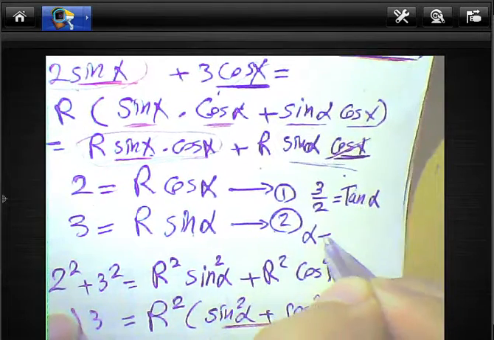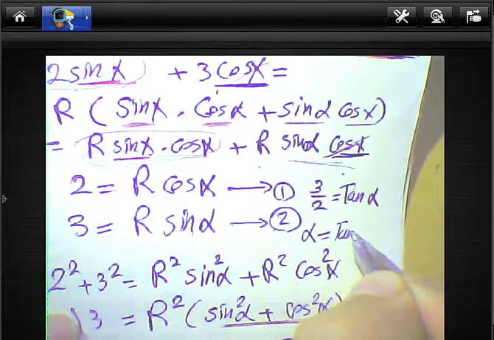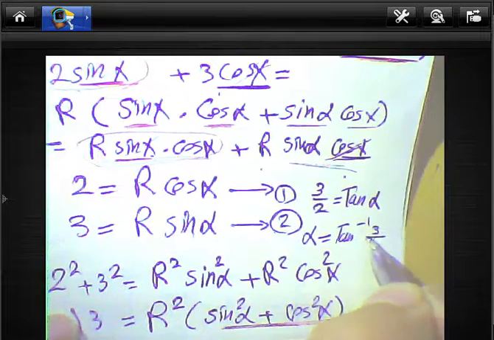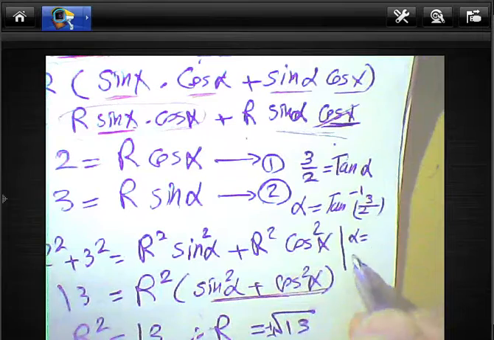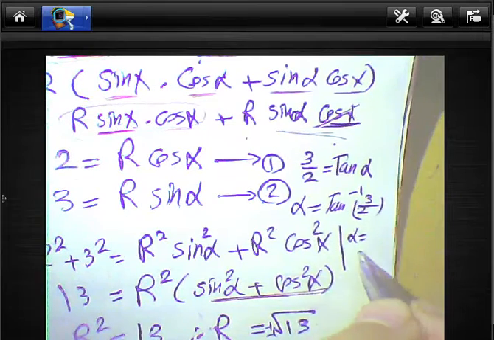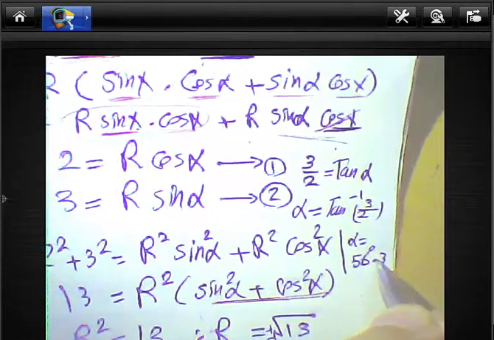Then we can find alpha, which equals tan to the power negative 1 of 3 over 2. You can use a calculator to find the result for this angle. This angle will be 56.3 degrees.